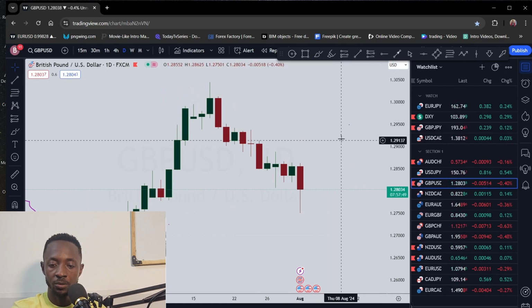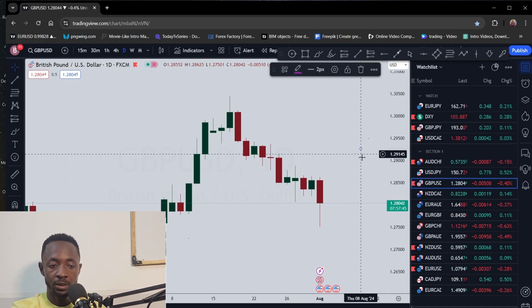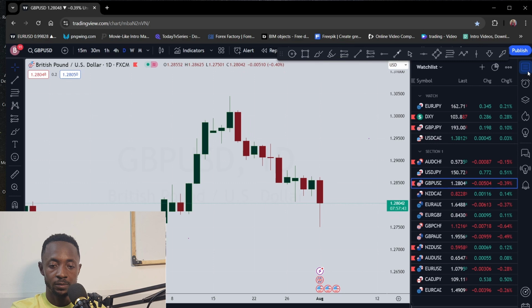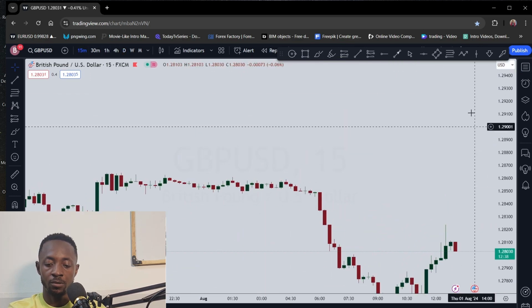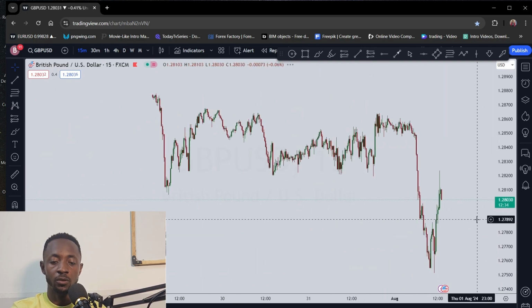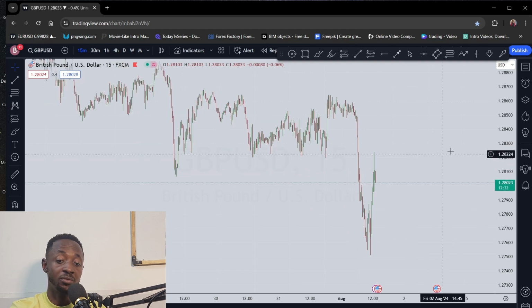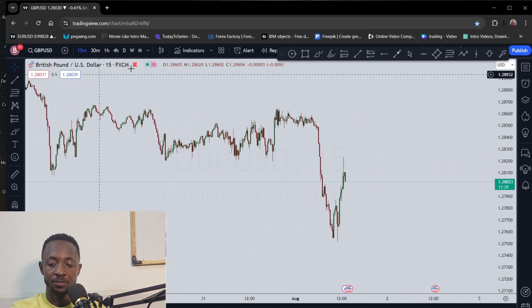Let's go back to our GBP USD. It took a whole day for it to form, right? Sorry, let me delete some of these things. All right, so it took a whole day for it to form. If you go to 15 minutes, for instance, it means each candle takes 15 minutes to form. So definitely your style of trading will be different.